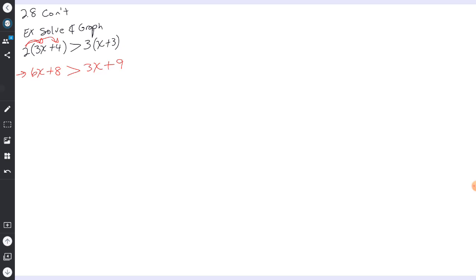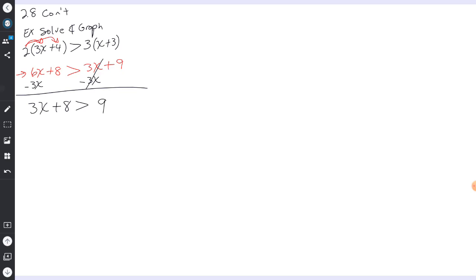Our goal is to solve this for x, but we want to get x on the left side of our problem. So where do we go from here? Good. Subtract 3x on both sides. And that cancels it over here. This is going to leave us with 3x plus the 8 is greater than 9.